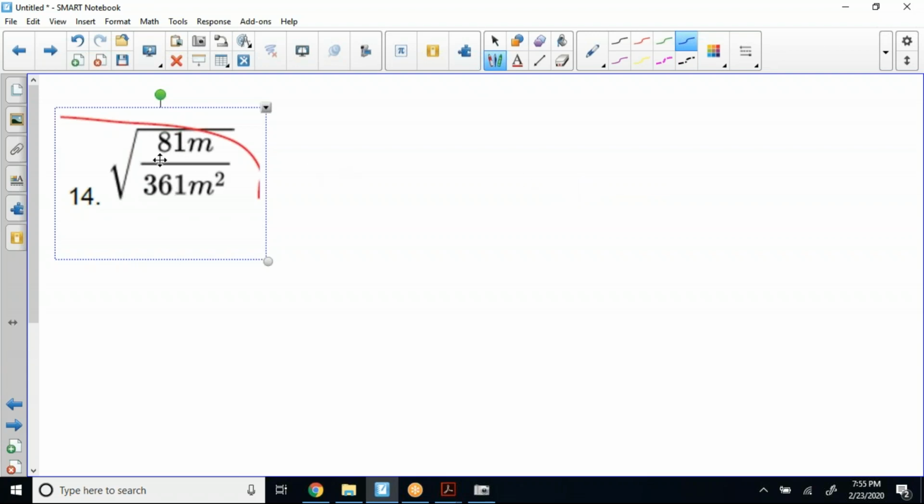Because it's a fraction underneath a square root, really what you can do is split it, right? But I want to show you something. If I go ahead and split this, not so much in the bottom, because that's an m squared, but is 361 a perfect square? I think it is, maybe 19. Yep, it is 19. So 361 is a perfect square, 81 is a perfect square.